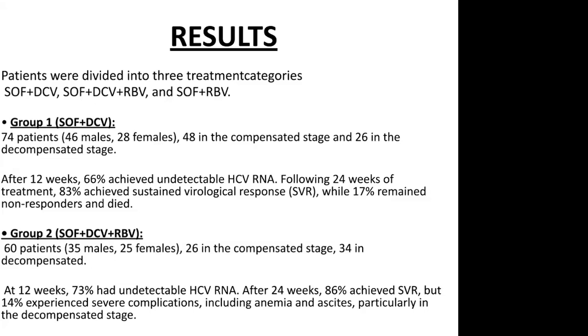But 14% unfortunately experienced severe complications, including anemia and ascites, particularly in the decompensated stage, which was particularly due to ribavirin, which is known to cause side effects such as hemolytic anemia, and it is also teratogenic.